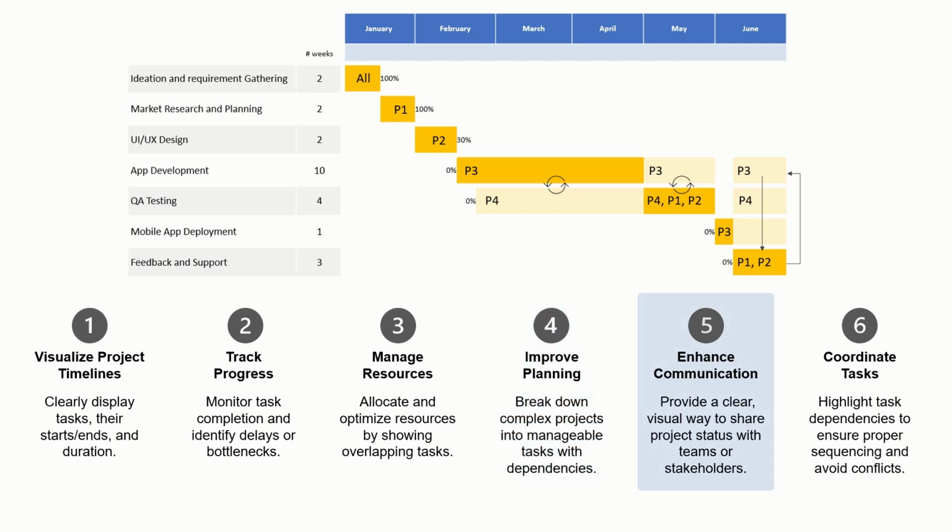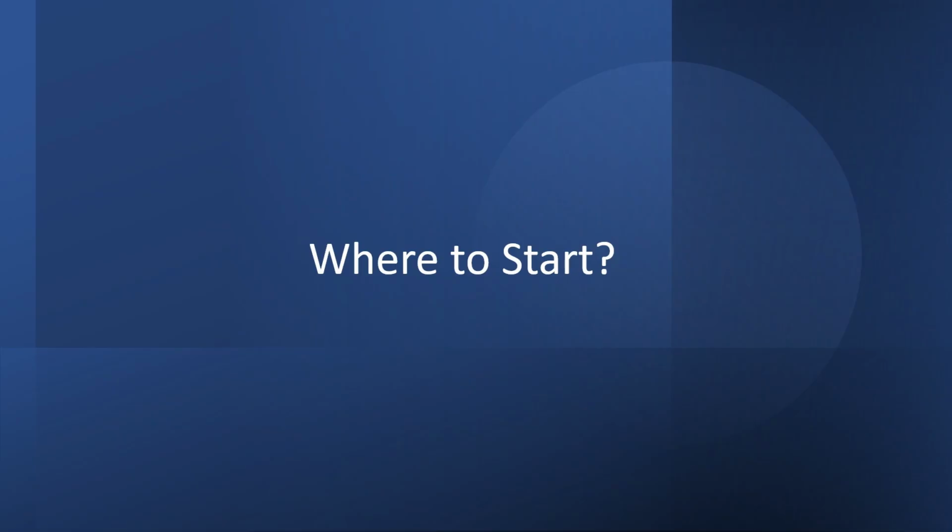Fifth advantage is it helps with communication. Because everything is laid out visually in a chart form, there is less scope for confusion in terms of who is doing what, how are we progressing with our project, are there any delays, and so on. This one chart can make sure everyone is on the same page. And finally, it helps with coordinating tasks. As you saw, by highlighting the dependencies of different tasks, we can make sure that everything is in order and there are minimal conflicts. Next, let's look at how to create a Gantt chart.